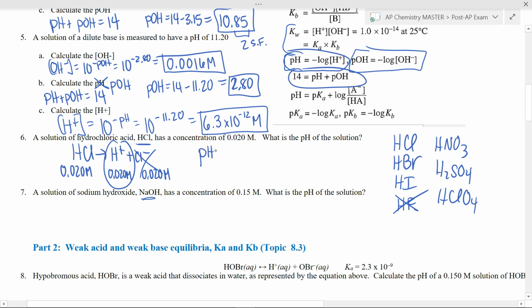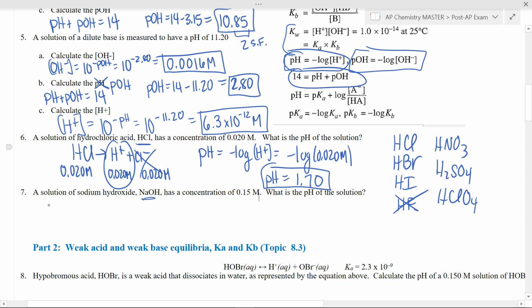So we know pH is the negative log of the hydrogen ion concentration. So pH is the negative log of 0.02 molar. And if you plug that in your calculator, 0.02, take the log of it, you get the pH is 1.699. So I'm going to round it to 1.70 to give me 2 sig figs there. So there you go. Now let's take a look at it for a base.